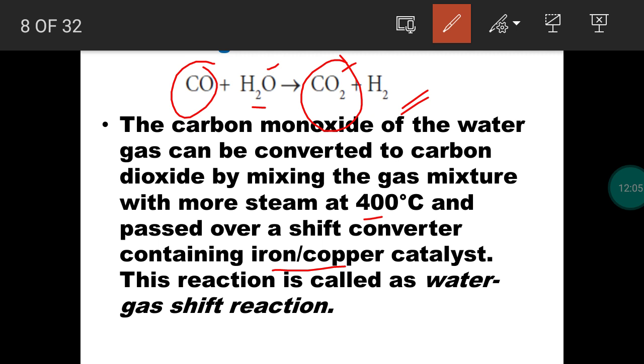So our aim is to prepare hydrogen gas on a large scale. First, with methane, we pass steam. It produces water gas or syngas or synthetic gas. It is a mixture of carbon monoxide and hydrogen. The carbon monoxide should be converted into carbon dioxide, so we pass steam again with this mixture over an iron or copper catalyst in a shift converter at 400 degrees Celsius. Carbon monoxide is converted into carbon dioxide. Remaining, we get only hydrogen. So the reaction is called the water gas shift reaction.